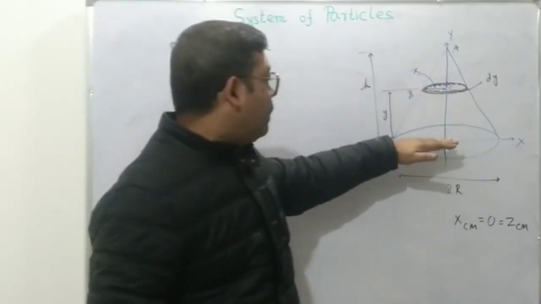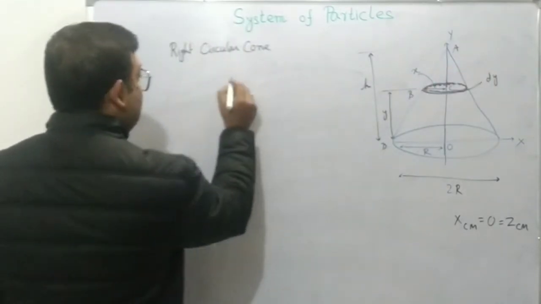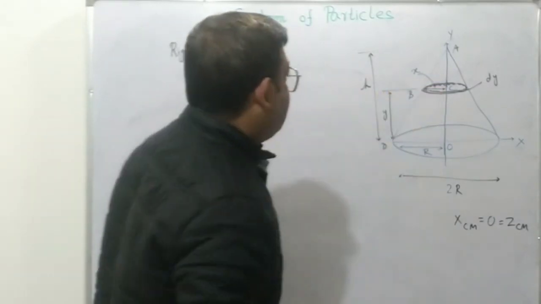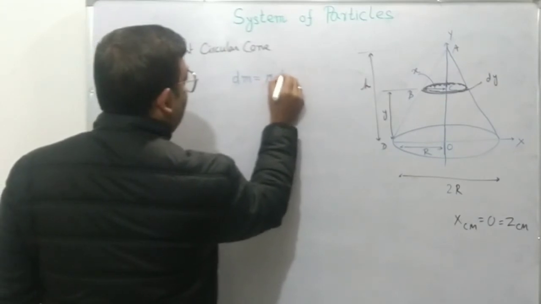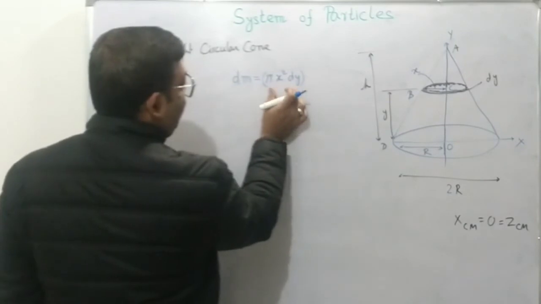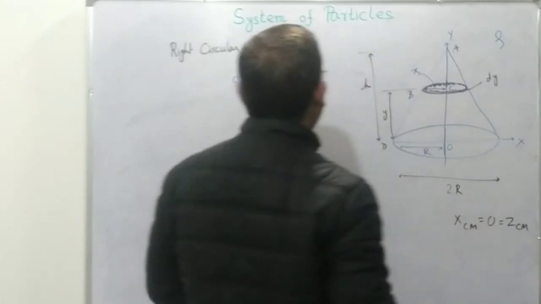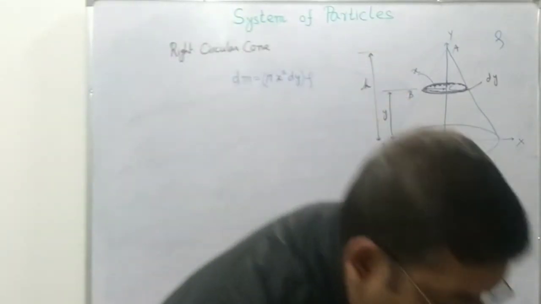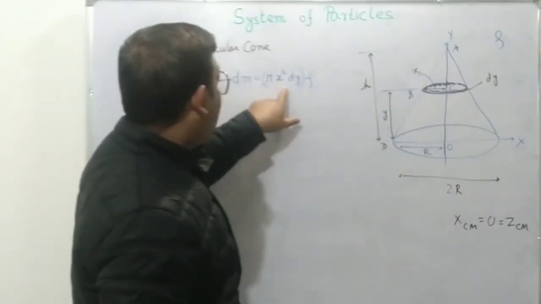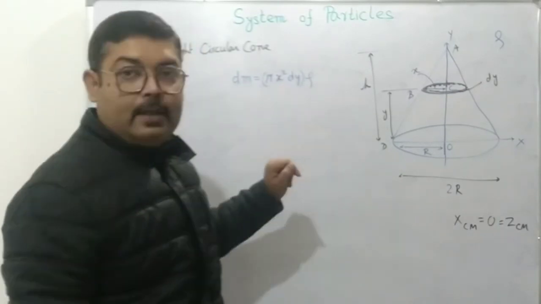the xz plane and has a thickness of dy? What will be its mass? dm will be the mass of the disk, which will be pi x squared dy, this is the volume, multiplied by the density of the material, if rho is the density of the material of the cone. Now, since we have to integrate along the y-axis, we have to convert this x into y. Otherwise, it will not be possible for us to integrate this.